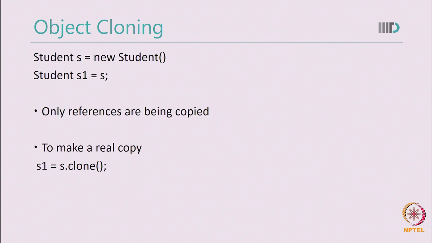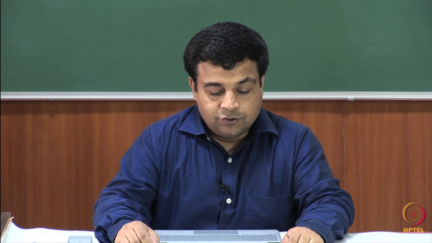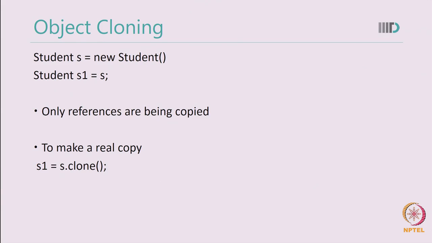Another concept in Java is object cloning. Because you create objects of a class, sometimes you may want to copy that object's information. However, if you use the single equal to sign, only the reference is copied, which means that now the two variables refer to the same object, and any change in the object will be reflected in both variables. If you really want to make a copy, then you should use the method called clone.